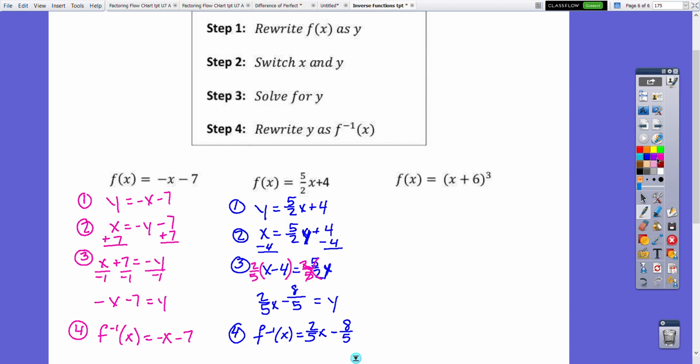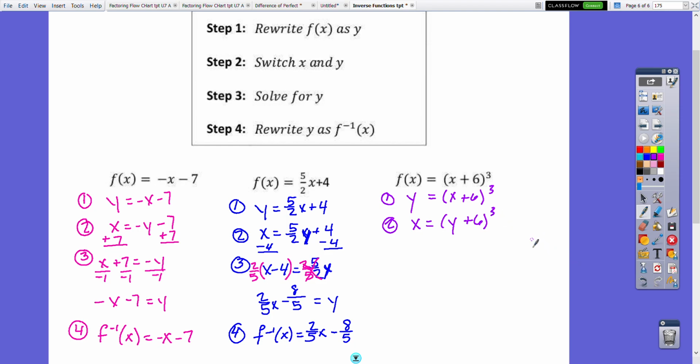All right, let's look at the last one. The one on the right here is a little different because it's not linear. I have a cubic function. So we have f of x equals x plus 6 cubed. The first thing though, no matter what, we're just going to rewrite it with a y. So y equals x plus 6 cubed. Then the next thing we're going to do, same as what we've been doing, we're just going to switch the x and the y. So x equals y plus 6 cubed.